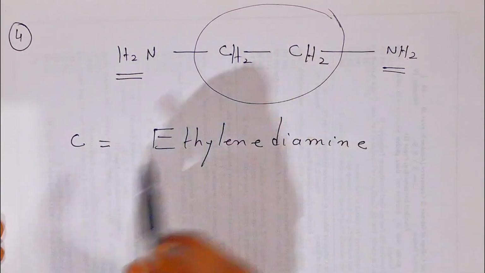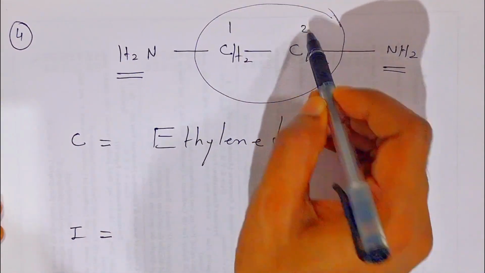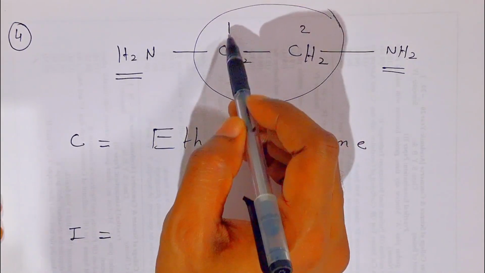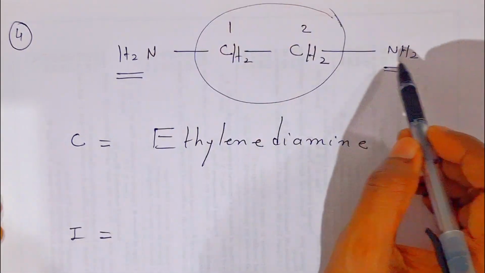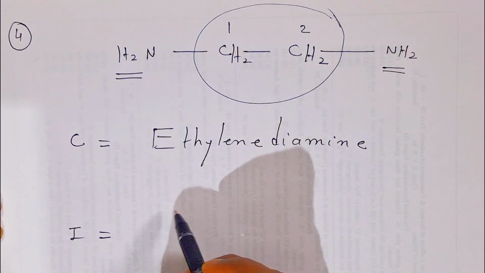This is also a primary amine only. Now what will be the IUPAC name, students? You have to start the numbering 1 and 2. This way also you can give the number. So in the IUPAC system, students, carbon number 1 is containing an amine, and carbon number 2 is also having an NH2 group. So we call it ethane 1,2 diamine.